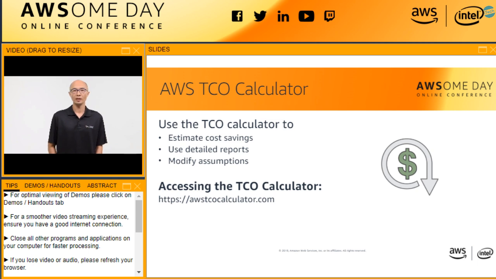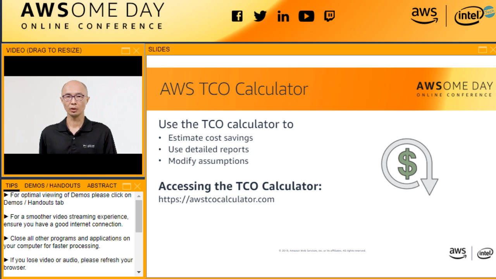Is there a way to estimate the cost savings from using AWS versus an on-premises environment? The TCO calculator is a tool that has been developed to help you estimate cost savings when using AWS, use detailed sets of reports that can be used in executive presentations, and modify assumptions that best meet your needs. In addition, some benefits of the calculator include the ability of weighing the financial considerations of owning and operating a data center versus using a cloud infrastructure.